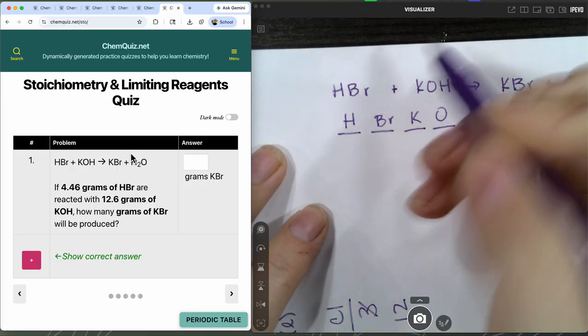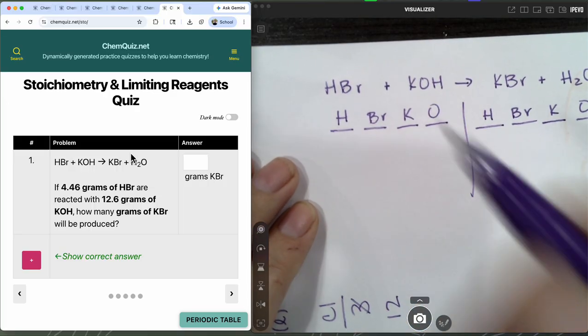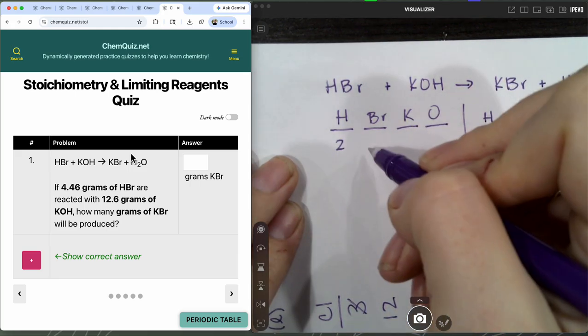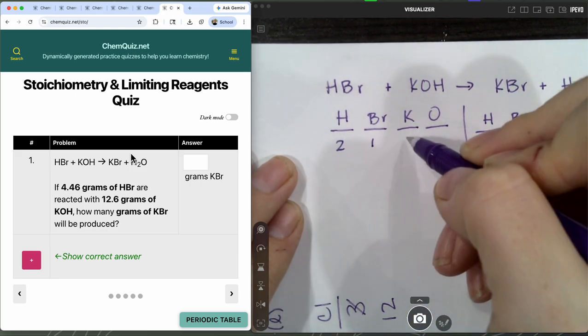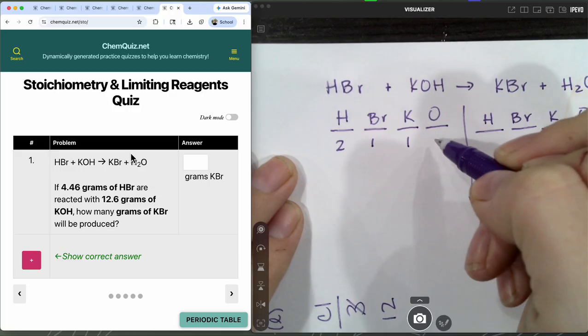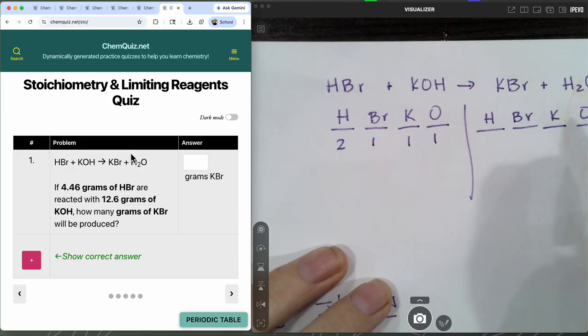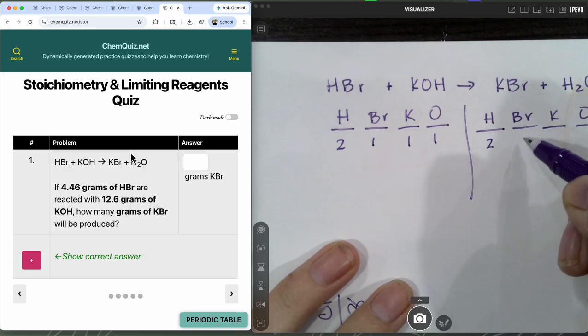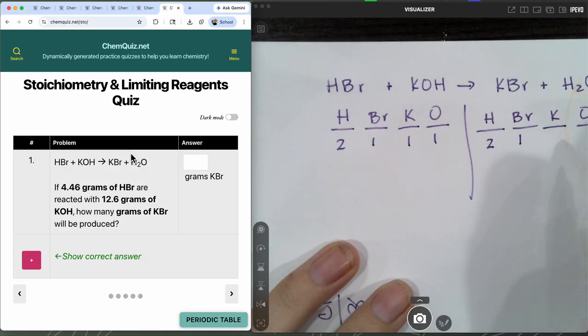All right. How many hydrogens did you say? 2. Very nice, good catch. There's one here and one here. How many bromine? 1. How many potassium? How many oxygen? 1. All right, how about the other side? There's 2 hydrogens. There is 1 bromine. There is 1 K. And then there's 1 oxygen.